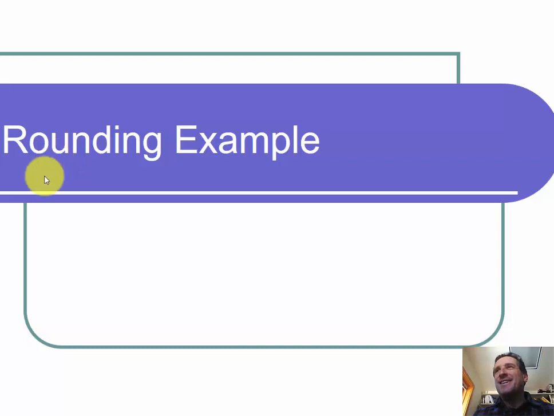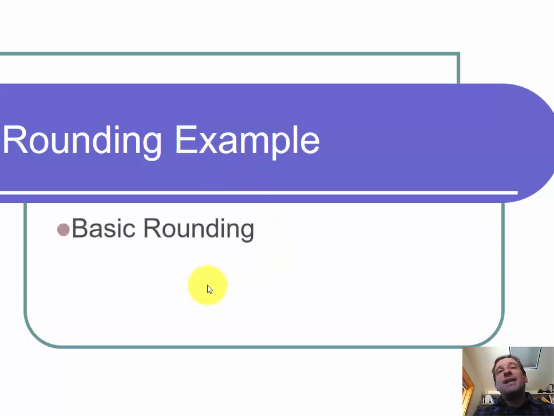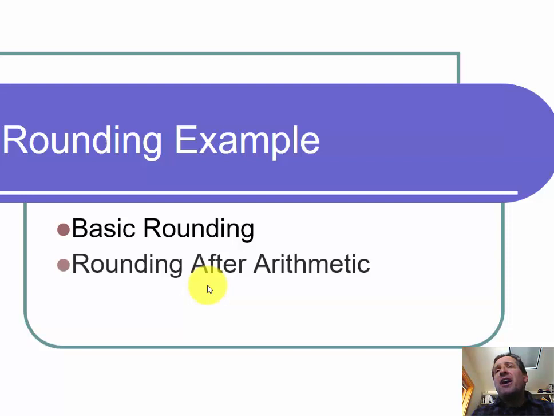This is a video on an application of rounding numbers that involve decimals. What we'll look at is first just basic rounding, how to take a number and round it. And then we'll talk about arithmetic and rounding. The main thing to remember is that if there's arithmetic to do, you do the arithmetic before you do the rounding so that you can have more accurate answers.